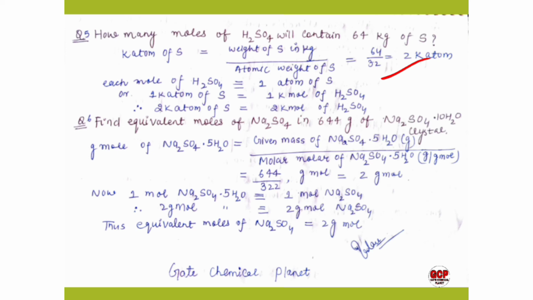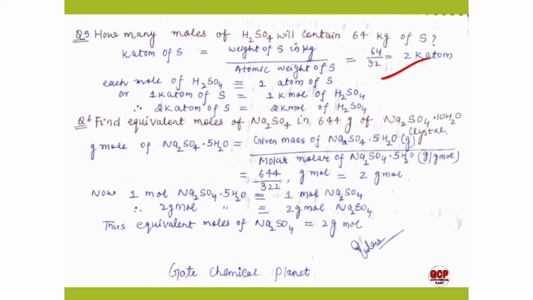Now it is clear how we have calculated the kiloatoms. It is very simple. Now each mole of H2SO4 is equivalent to 1 atom of sulfur. In 1 mole of H2SO4, how many atoms of sulfur? Only 1 atom of sulfur. Or we can say 1 kiloatom of sulfur is equal to 1 kilomole of H2SO4. Then 2 kiloatoms of sulfur is equal to 2 kilomoles of H2SO4.